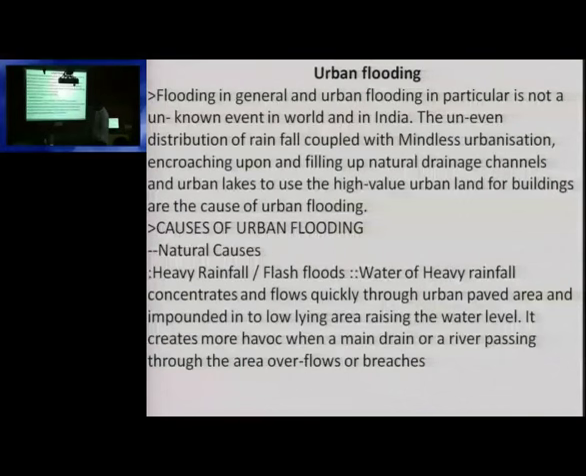And the second most important thing is, please draw a diagram. Suppose for urban flooding, please draw a diagram. Just a simple diagram. Some building structure, something like this. Anything. Draw a diagram.